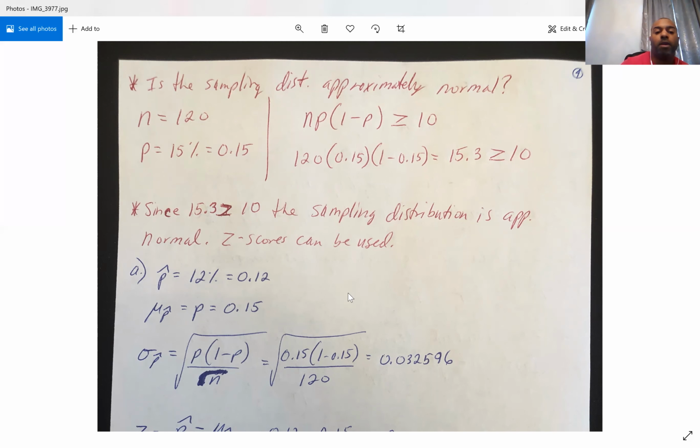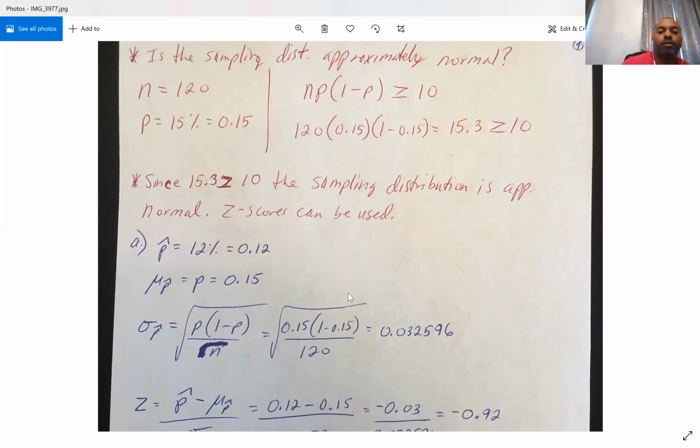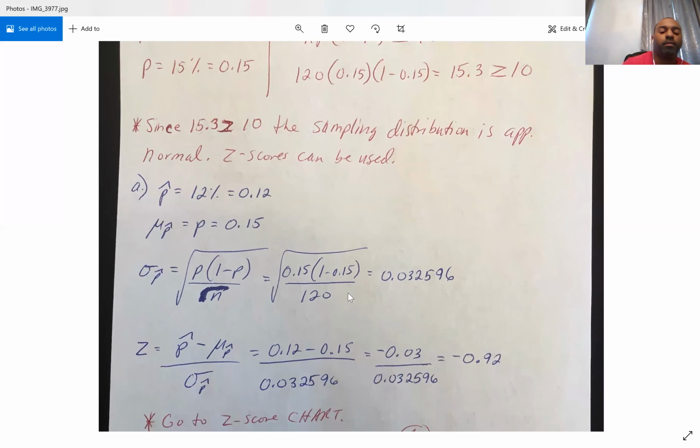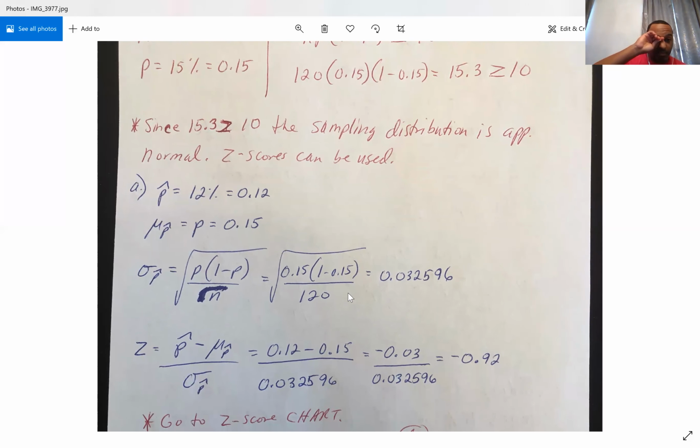All right. So looking at A, we have P hat. They gave us our sampling distribution, which was 12%. We said out of the sampling, 12% fit the characteristics. And then our mean is going to be at 15%. That's the population proportion.